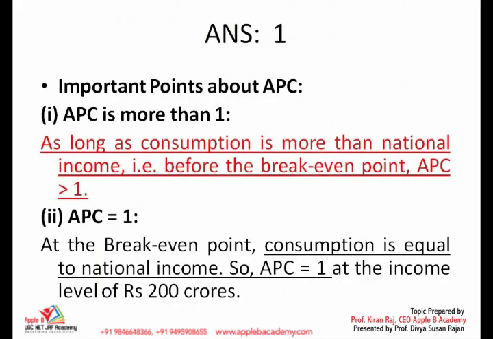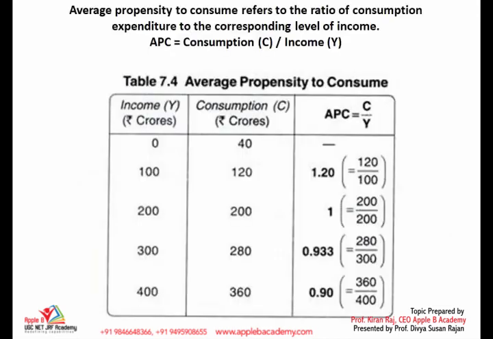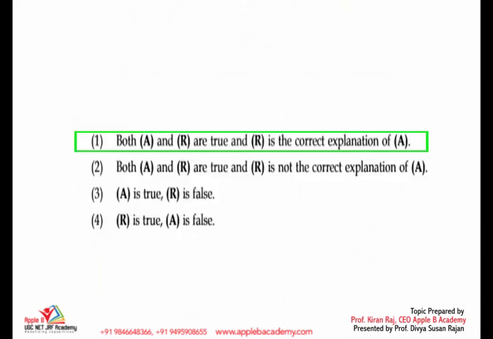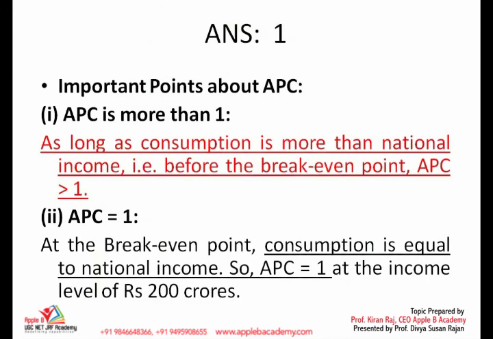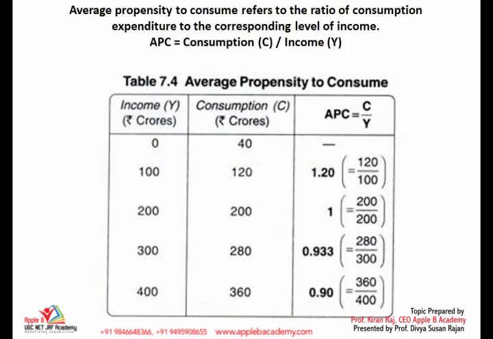As a result, both A and R are true, and R is the correct explanation for the assertion. Why? Because of the following features of APC. APC is more than 1 as long as the consumption is more than the national income, that is, before the break-even point. APC will be equal to 1 at the break-even point, wherein the consumption is equal to the national income. So APC is equal to 1 at the level of 200 crores.